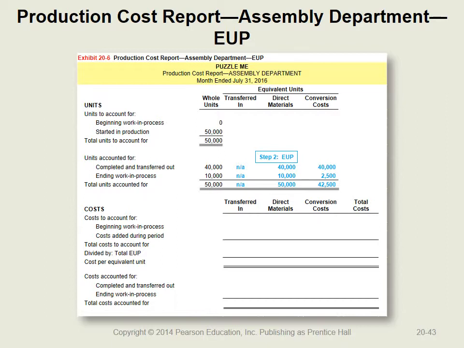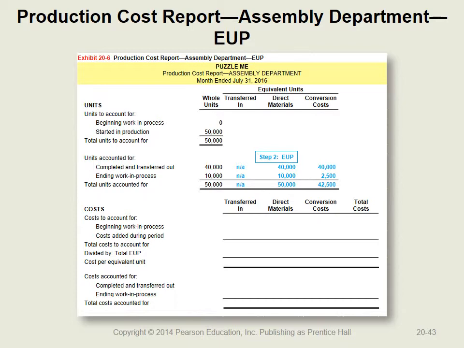Exhibit 20-6 shows the updated production cost report with information on the equivalent units. Notice that there are no entries in the transferred in column. The assembly department is the first department in the manufacturing process, so there are no units transferred in from a previous department. We will use this column when we complete the production cost report for the cutting department.